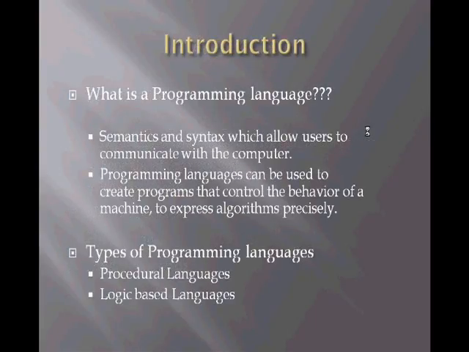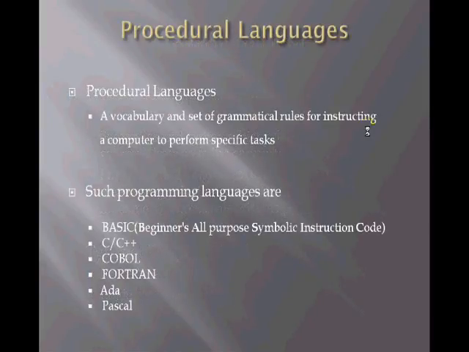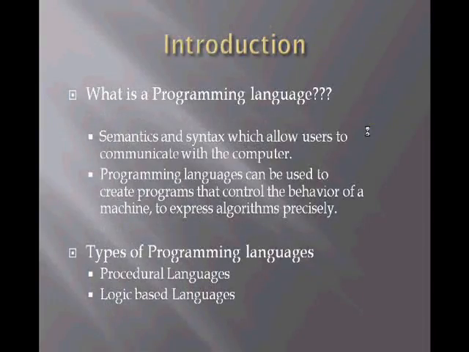Well, what is a programming language? Well, a programming language is a semantics and syntax which allow users to communicate with the computer. In other words, a programming language can be used to create programs that control the behavior of a machine to express algorithms precisely. Basically, there are four types of programming languages: procedural languages, logic-based languages, functional languages, and object-oriented languages. In this presentation, we are primarily discussing about procedural languages and logic-based languages.